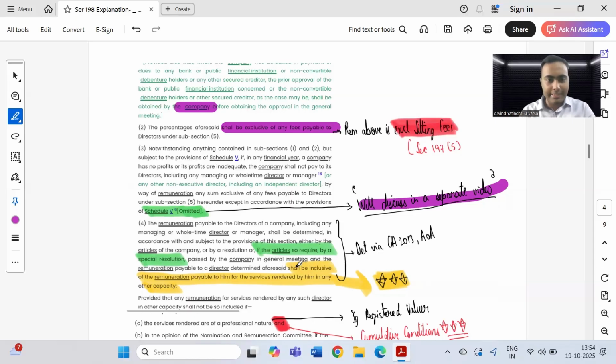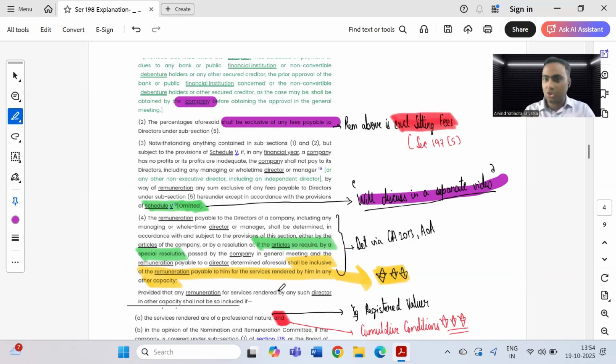So basically what it is saying is that your articles of association can also fix the limit, but that limit which is fixed by your articles of association cannot exceed the 11%. Like let's say your articles of association can say that maximum 10% of the profits can be paid to your MD, whole-time directors and other directors put together. It cannot say 12% because your AOA cannot override the act, right? That is what they are trying to say here. I hope that is clear. And this remuneration shall include the remuneration payable to him for services rendered by him in any other capacity as well. That should also be included.